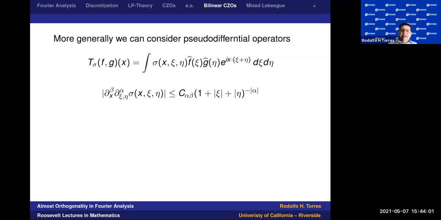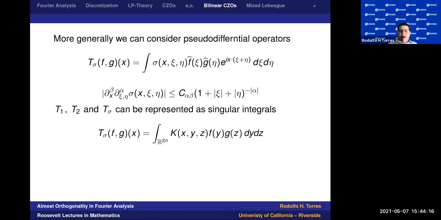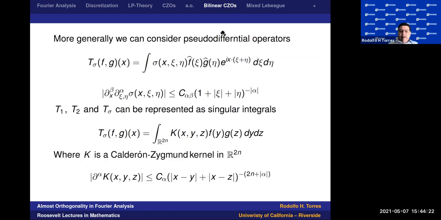So more generally, if I have a symbol that could even depend on x, again, these are technical aspects, I don't want to spend time on that. It has to satisfy some condition on how it behaves. Whenever you have this property, then the operators are also represented by these singular integrals, where now the kernel is like the kernel of a Calderon-Zygmund operator, but in double the number of dimensions. So think that this lives in R^2n, and this looks like the Calderon-Zygmund kernel of a linear function in R^2n, but this is bilinear because we split the variable in this way.